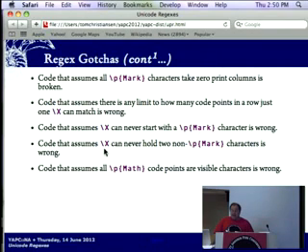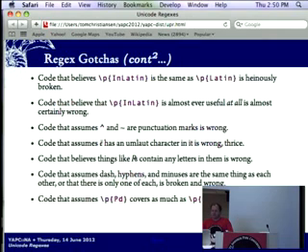Backslash X can contain more than one code point, and yet none of them are marks. The obvious example is carriage return and line feed. There are actually others. There are math characters you can't see. There's invisible times and invisible plus. And there's another one.